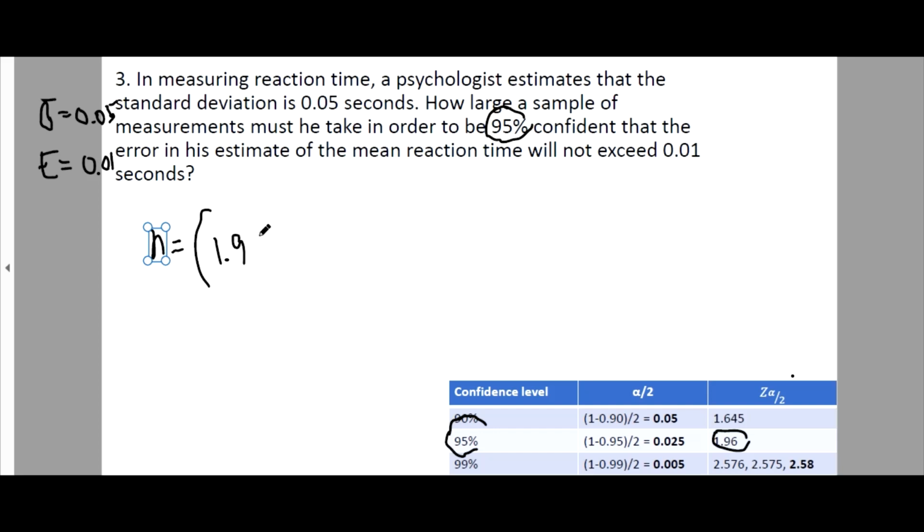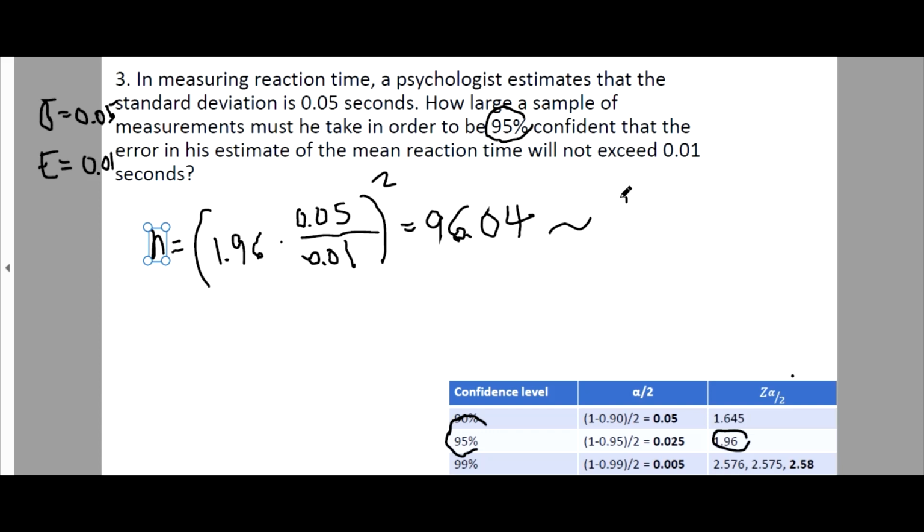So again, we'll just plug this into our formula. So we have 1.96 times 0.05 divided by 0.01 and then square. So we have 96.04. So by the rule, we should always round this up to the next integer. So this is 97. So he must take 97 sample measurements.